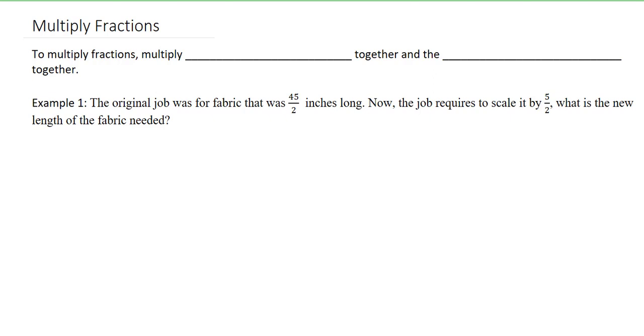To multiply fractions, we're going to multiply the numerators together, and we're going to multiply the denominators together. So in example 1, the original job was for a fabric that was 45.5 inches long. Now the job requires scaling it by 5.5. What is the new length of the fabric needed? So we can see we're going to multiply these two fractions together.